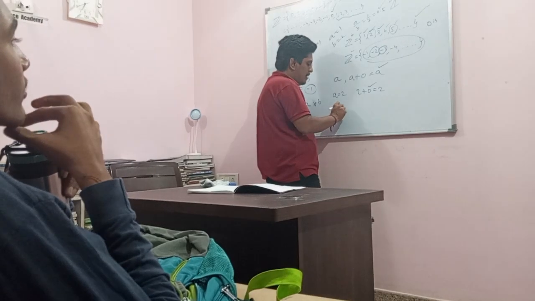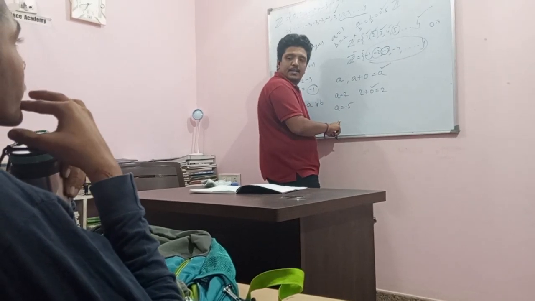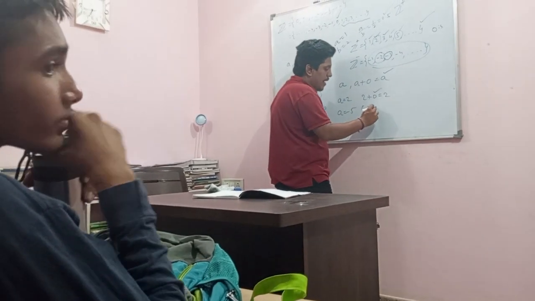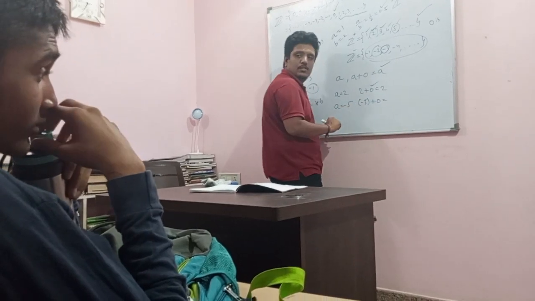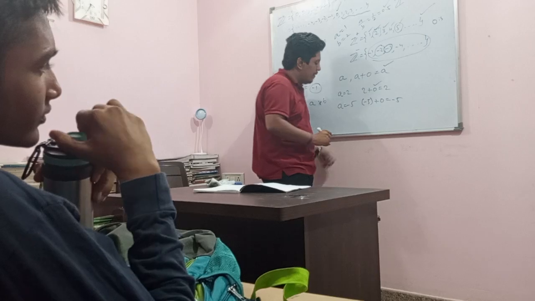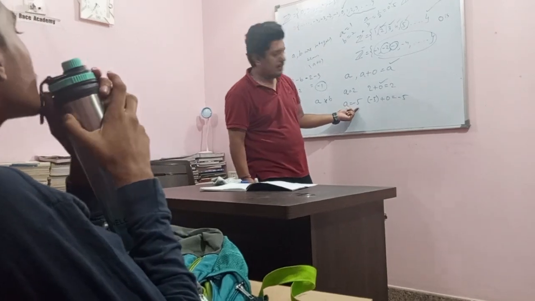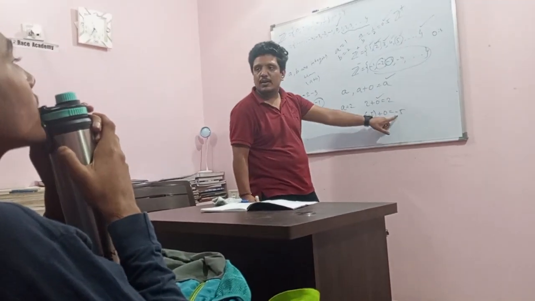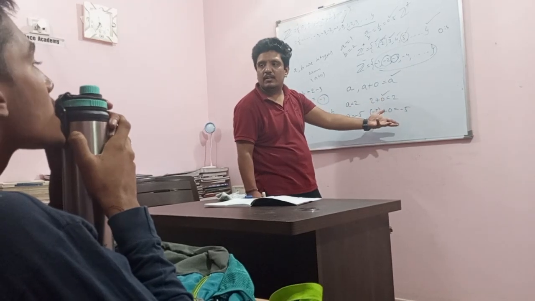Suppose I consider a is equal to minus 5. Now see here, minus 5 plus 0, what is the output? Minus 5 only. Whatever number you choose here, if you add it with 0, what you get is minus 5 only.